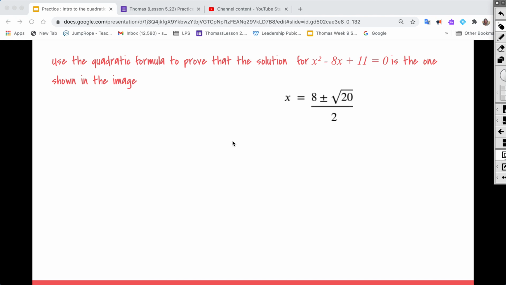All right, so this question says use the quadratic formula to prove that the solution for x squared minus 8x plus 11 is equal to 0 is the one shown in the image, where we're seeing that x is equal to 8 plus or minus the square root of 20 all over 2. Let's recall the quadratic formula, where x is equal to minus b plus or minus the square root of b squared minus 4ac all over 2a.